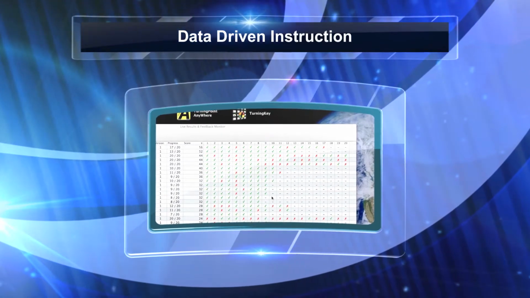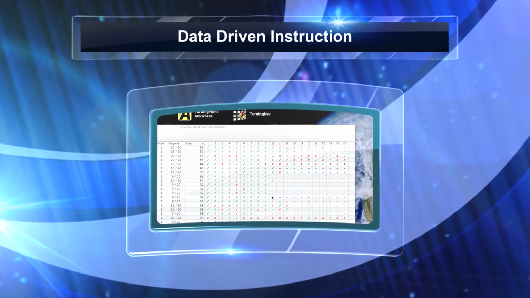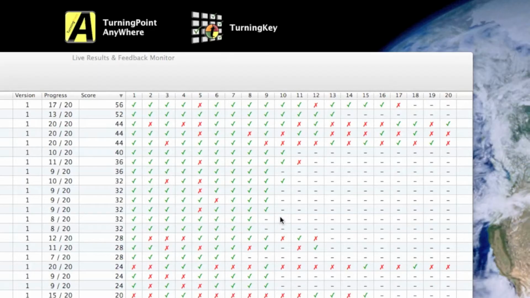I'm Mr. Pilarski, and what we're going to be talking about today is Turning Technologies, Turning Key Software. You can see I have two applications by Turning Technologies. I have Turning Point Anywhere, which is going to be for a future video. Today's focus is going to be on Turning Key.